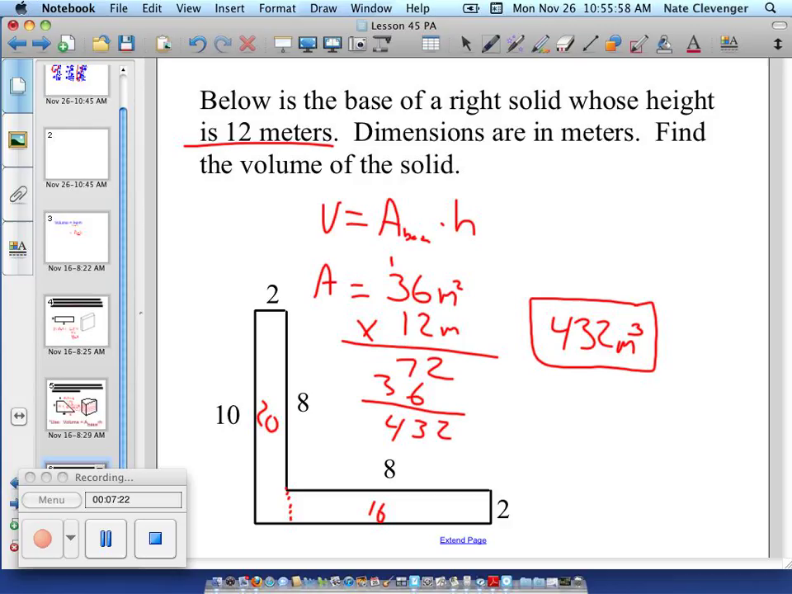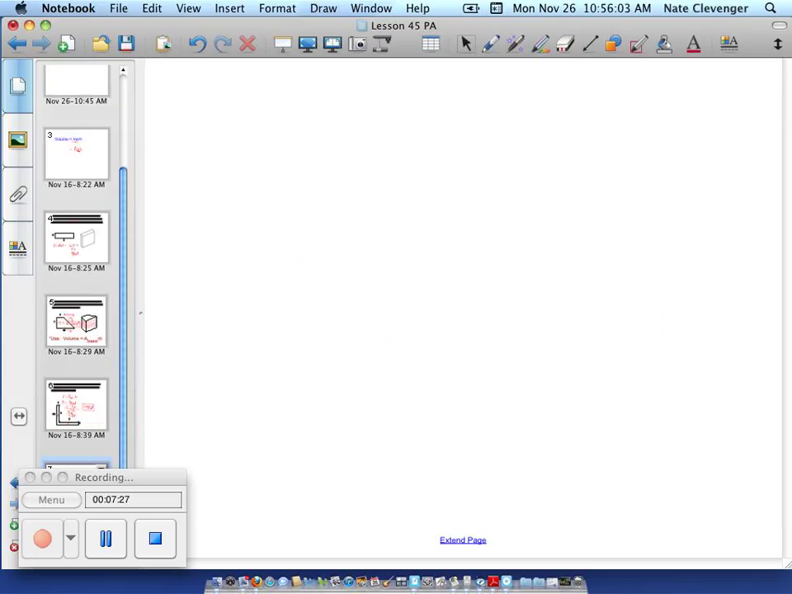It's pretty easy stuff. It's just looking at it differently to get it going. Okay, I think that's it. All right. Your assignment is problem set 45, 1 through 30, due Tuesday.